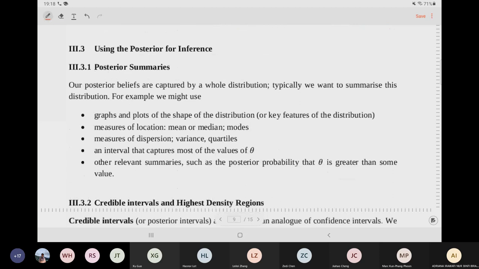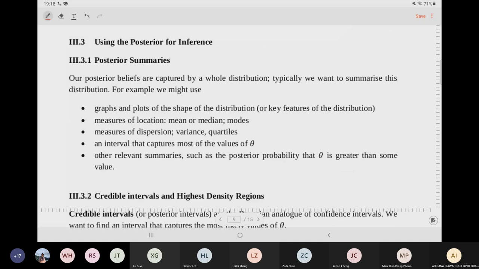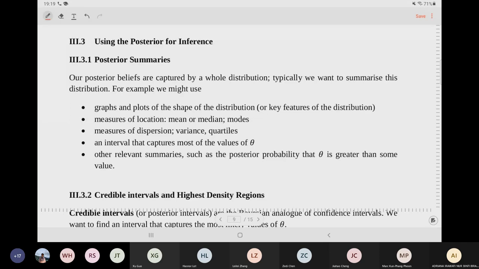Now we have the distribution. What can we do with the distribution? This distribution doesn't mean anything by itself. We have to use it for inference. We want to summarize. We can plot the shape of the distribution, look at the location and dispersion: the mean, the median, the variance, and quartiles. Or we can look at the interval, which is called the credible interval, or we can look at the probability. That is what we can do when we have a distribution.